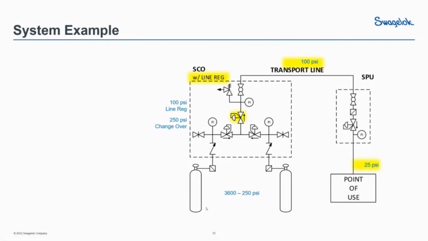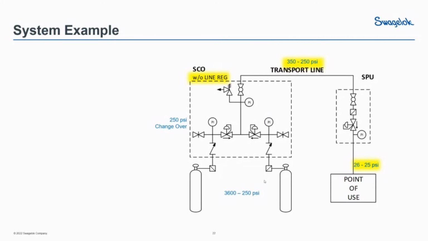Well, if you look carefully, we've actually got 3 stages of pressure regulation between the cylinder and the point of use. And so if we get rid of the line regulator on our SCO panel, this is what that would change to. So without changing the changeover pressure, now our transport line, you can see, has a higher pressure. That higher pressure in the transport line is going to allow more flow capacity through our SPU panel. So now our point of use may be able to achieve the full flow demand that it may want.